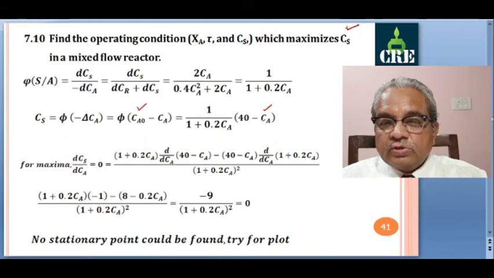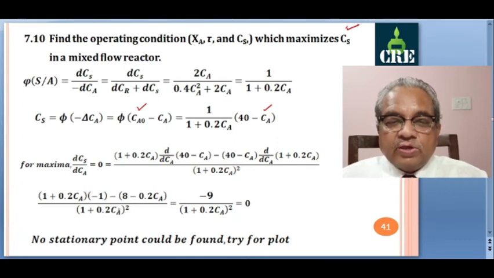We will differentiate this with respect to CA. Okay, so this is the denominator, this is the numerator. So denominator into derivative of numerator minus numerator into derivative of denominator, divided by denominator square. This denominator square remains as it is. Now this is to be equated to 0. So the denominator is not required. Only the numerator term is to be equated to 0.